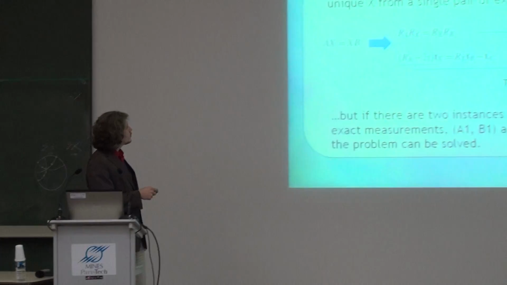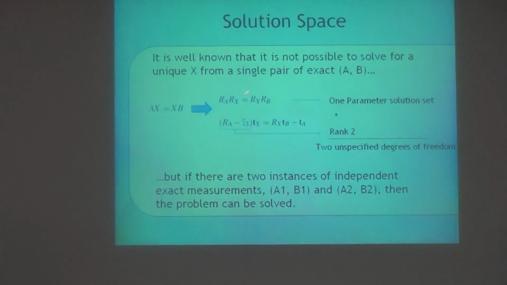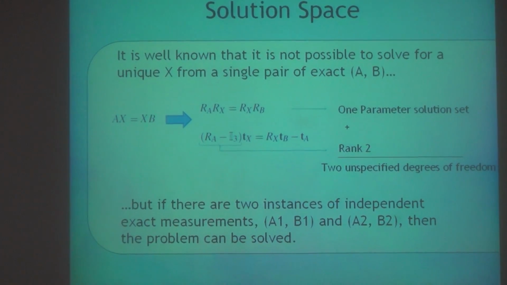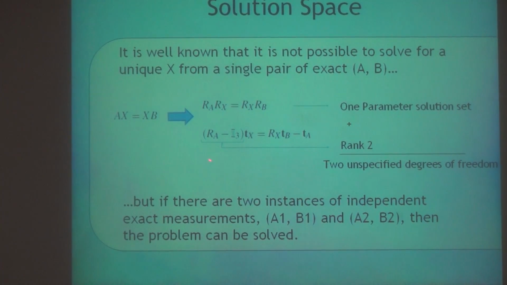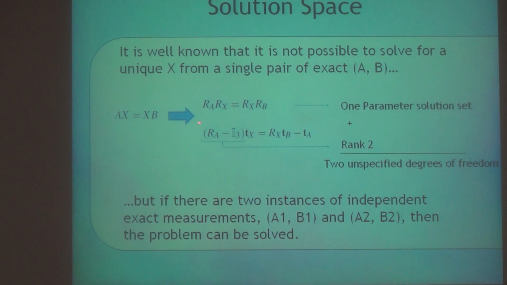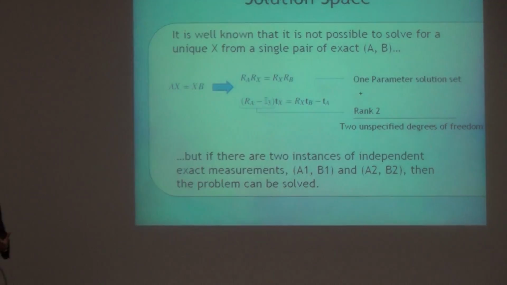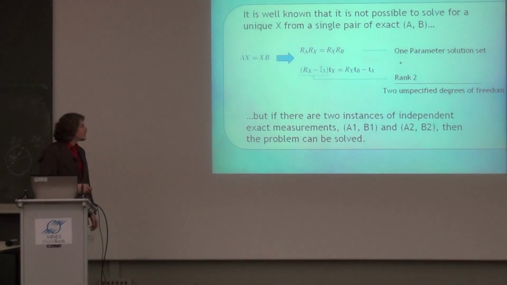If we decompose AX equals XB into two equations, one of the rotation and one of the translation, and of course in SE3 the translation is coupled with rotation, we see that the rotation equation has a one parameter solution set. But then we look at the translation equation, and we see this parameter here is rank 2, it's degenerate. That leaves us with two unspecified degrees of freedom, which means the solution space is a cylinder, and so it does not give us a unique solution.